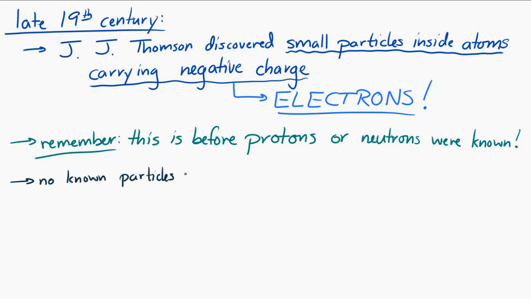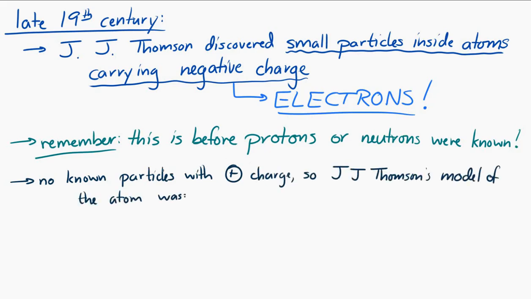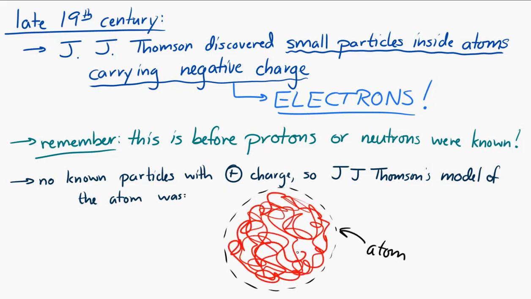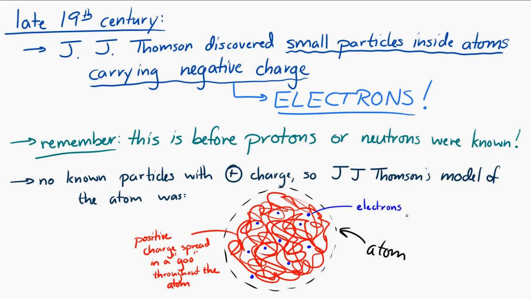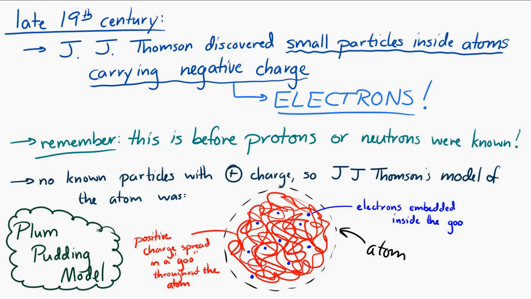So this was how J.J. Thomson imagined the atom. He imagined it as a region of positive charge, because remember, he didn't know about protons. So he imagined that the positive charge was just sort of in this goo that was around inside of the atom. And also inside the atom, buried in that positive goo, there were electrons, these tiny little particles. It was kind of like you imagine that the positive charge is the pudding, and the electrons are the plums buried in the pudding. So that was the model that we had at the end of the 19th century.